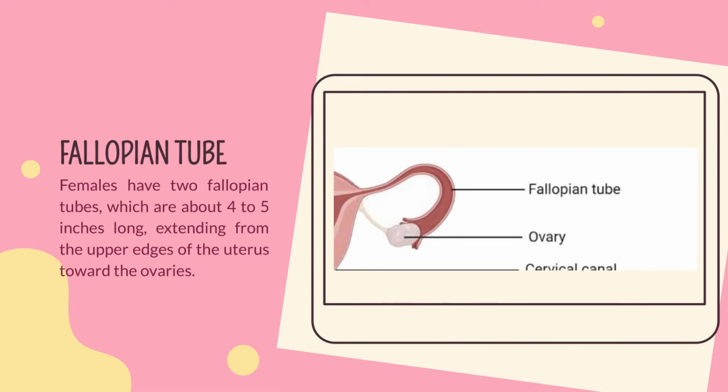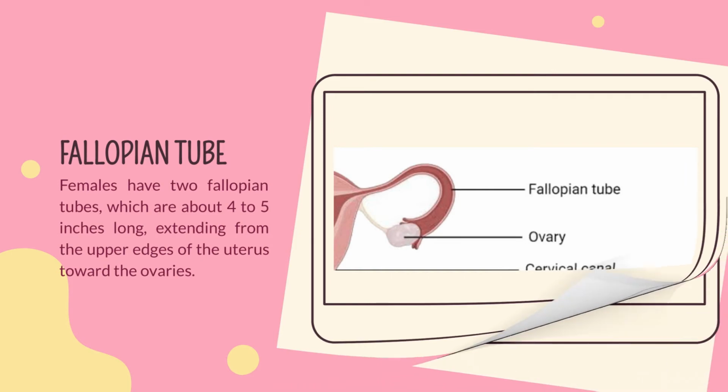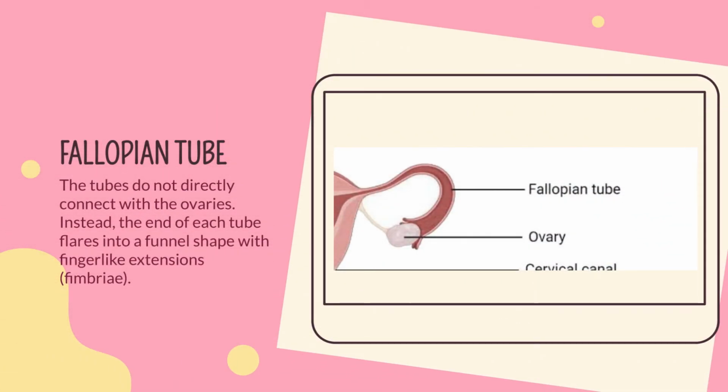After the uterus is the fallopian tube. Females have 2 fallopian tubes, which are 4 to 5 inches long, extending from the upper edge of the uterus towards the ovaries. The uterus does not directly connect with the ovaries. Instead, the end of the tube flares into funnel-shaped, finger-like extensions or fimbriae.